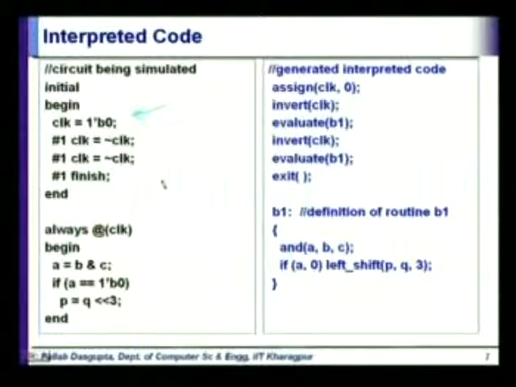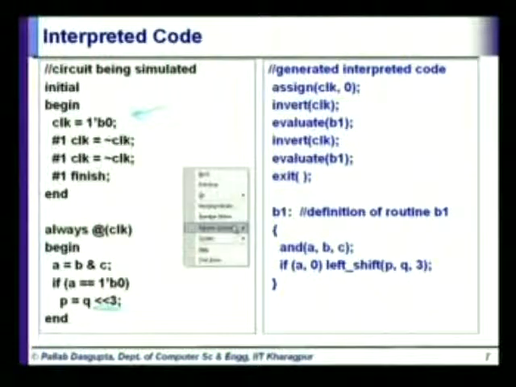And here we have an always at clock which gets triggered at every change of the clock. Remember that there is no posedge or negedge here, it's just always at clock. Then at every change of clock we evaluate A to be equal to B and C, and if A is 0 then we assign P to Q after left shifting Q by 3 bits. This thing here indicates left shift. This pointer is not very well visible, let me change the color.